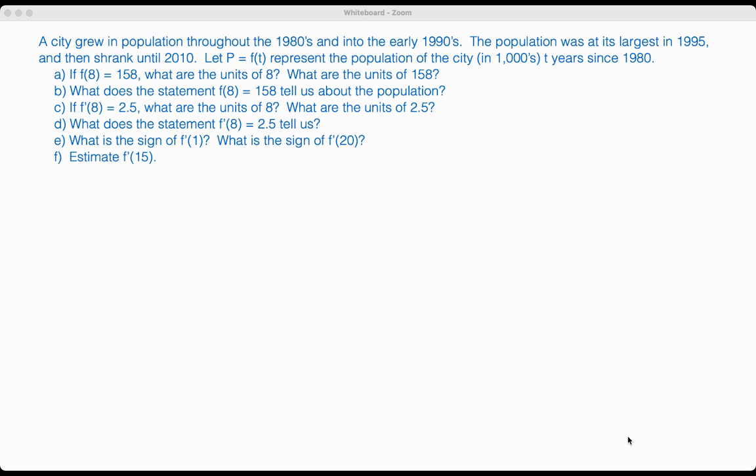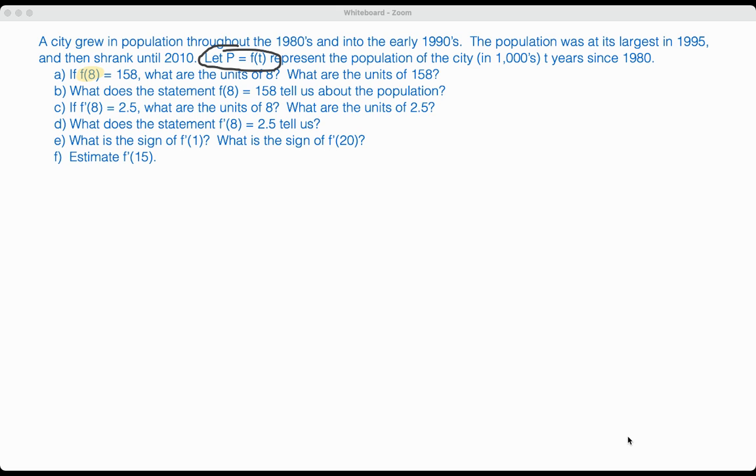So in other words, those units have to be representing something. When I take a look at that up here, I see f of 8. What's the 8 represent? As a matter of fact, what does the 158 represent? Well, if you look up here originally, this is supposedly the population function, and t represents time. You have to be really specific. Population is in thousands of people, and t is in the years since 1980.